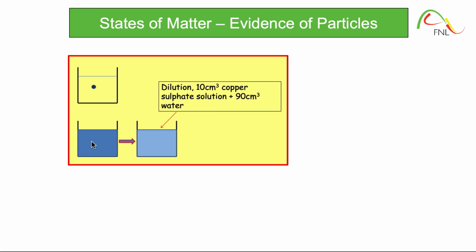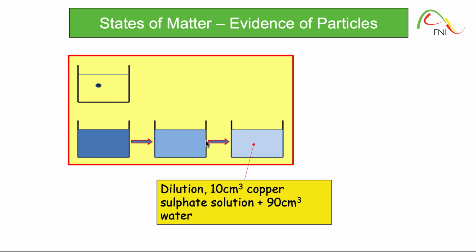Now suppose we take 10 cc's of that copper sulfate solution, put it in there, and add 90 cc's of water. What we find is the solution becomes paler. Why is it paler? Because there are fewer copper sulfate particles present, but they are still there, and they are still evenly distributed in the container. Let's repeat. Let's add 10 cc's of copper sulfate solution to another 90 cc's of water, and again it gets paler. The copper sulfate particles are still there, still evenly spread out, but there are fewer of them.